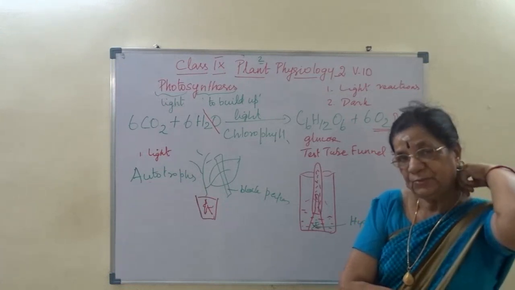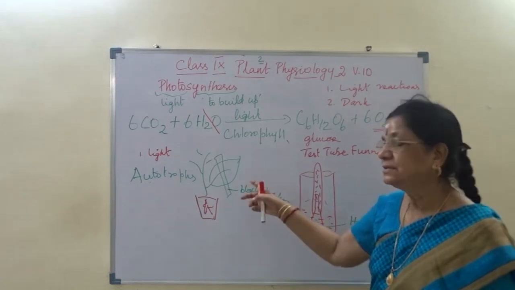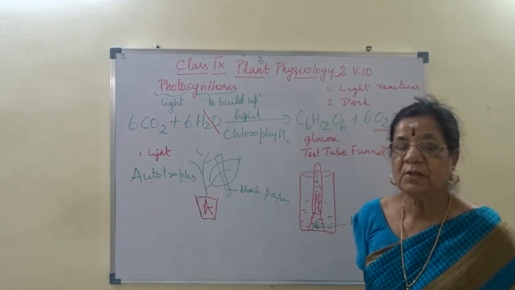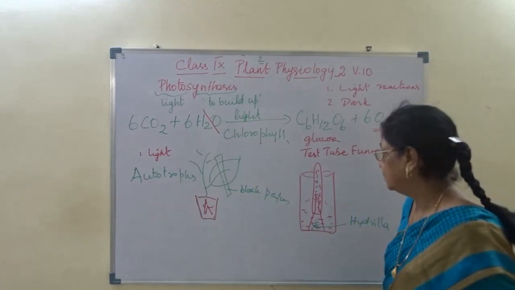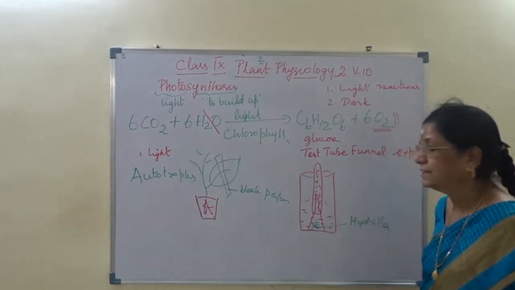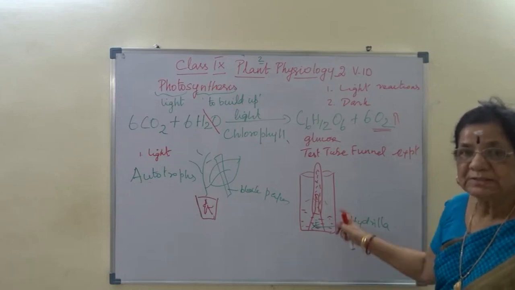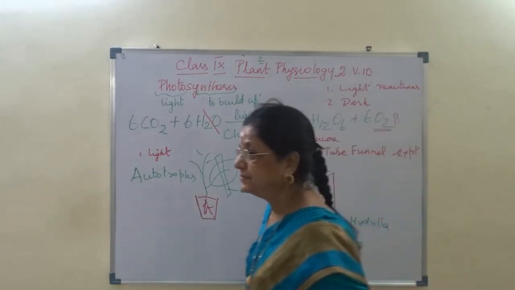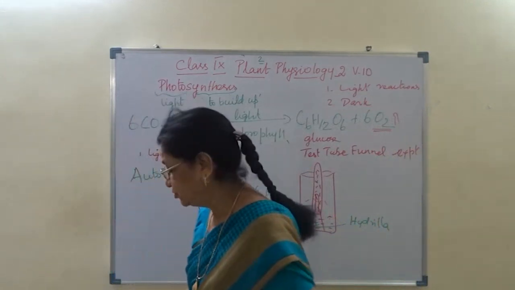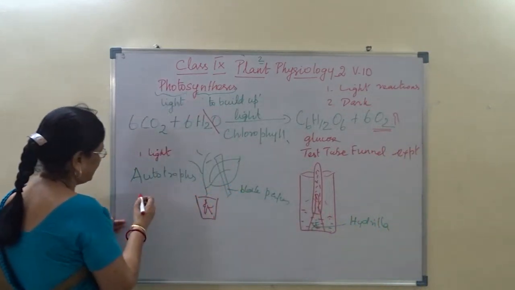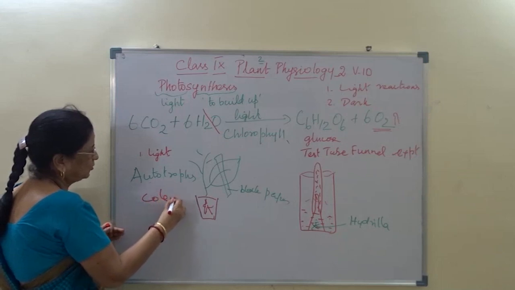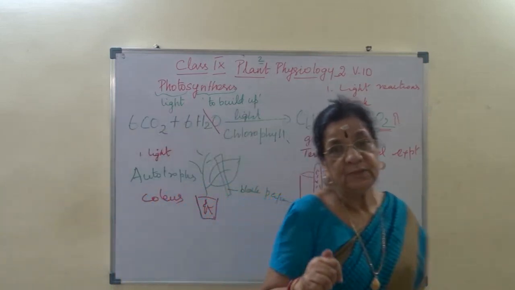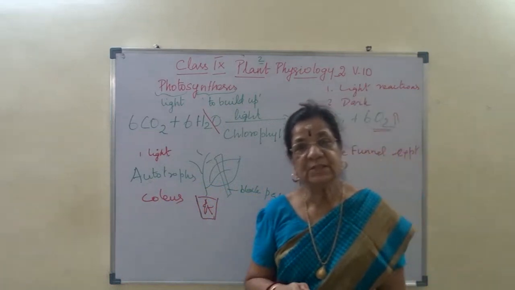Right? What experiments are we seeing? One is light reaction. Light is essential for photosynthesis. Another one is the test tube and funnel experiment, where oxygen is evolved during photosynthesis. There is one more, proton plant, foliage plant. Will they do photosynthesis or not?